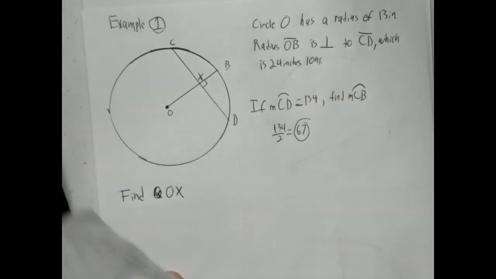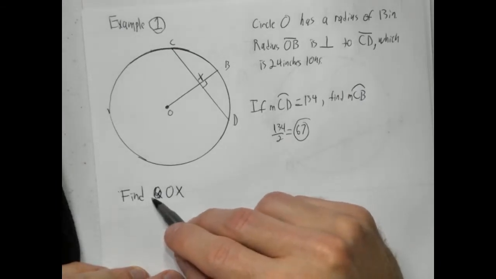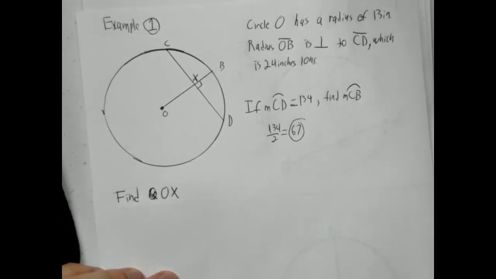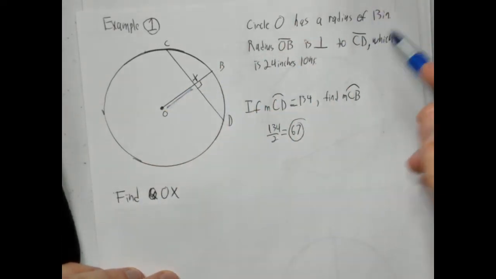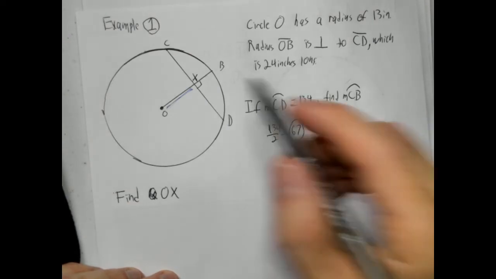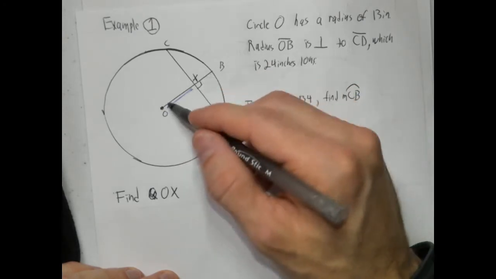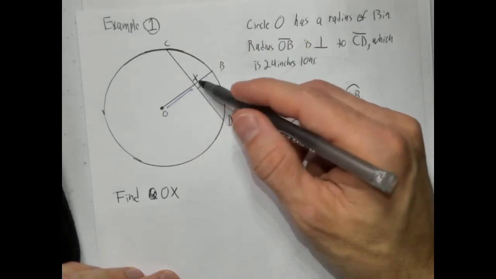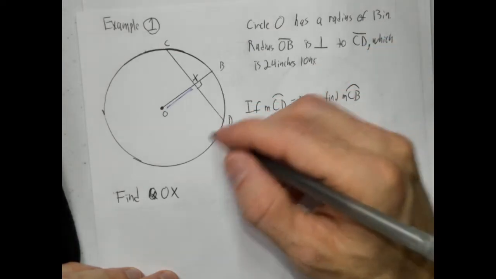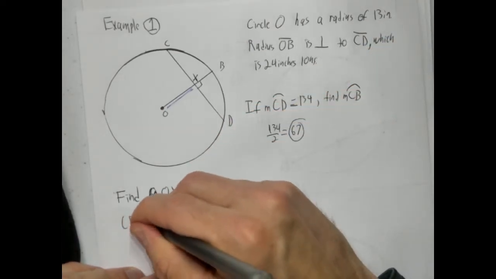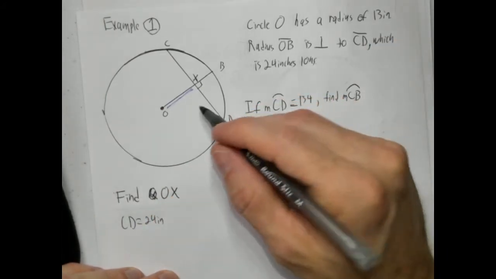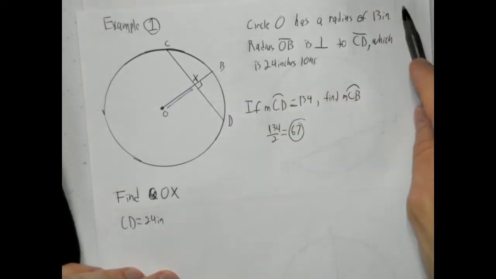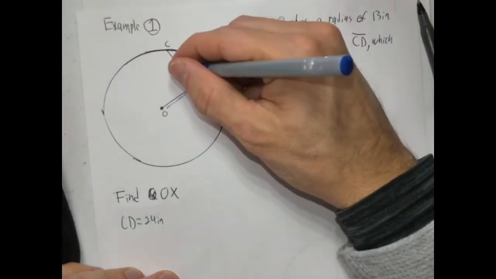All right. Now this is an interesting question. It's saying to find OX. So we're looking for this piece here. Let's think about this. We know that this radius bisects CD because it's perpendicular to the chord. We know the whole chord, CD, is 24 inches long. So if it bisects 24 inches, that means this would be 12.